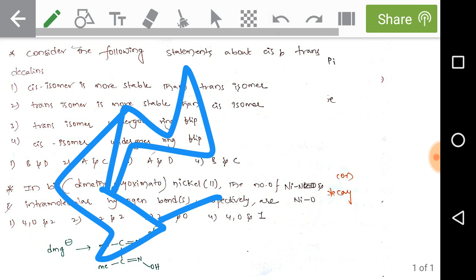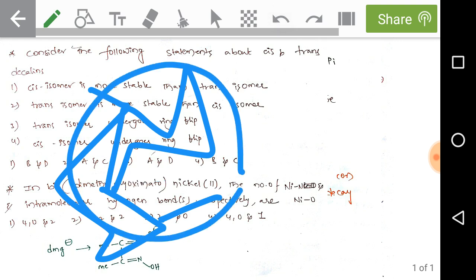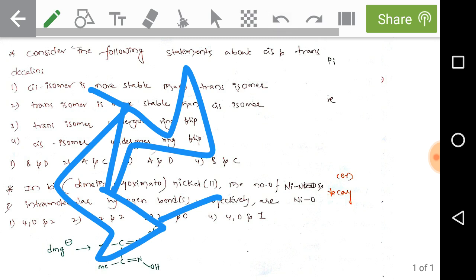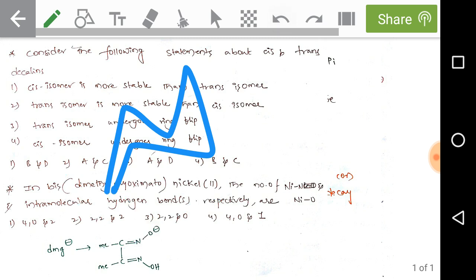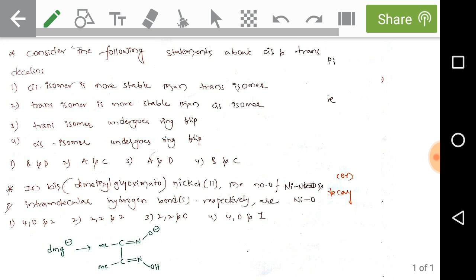And here in cis decalin you can see that axial and equatorial hydrogens are present on the decalin, so ring flipping is also possible in cis decalin, okay. That's why, among the given statements, the second statement, trans isomer is more stable than cis isomer, and cis isomer undergoes ring flip, are correct statements, okay, right.